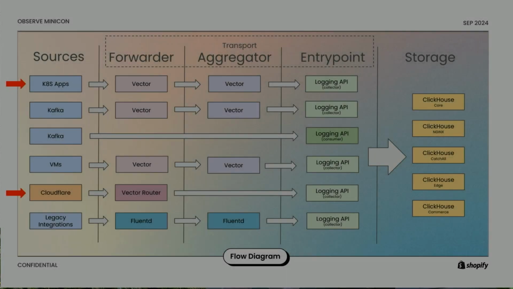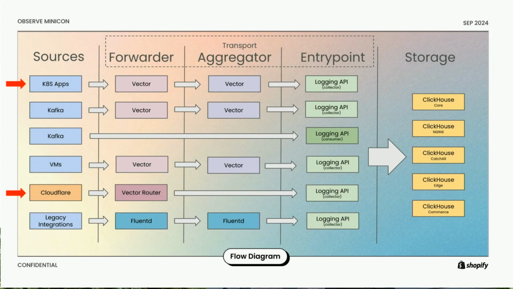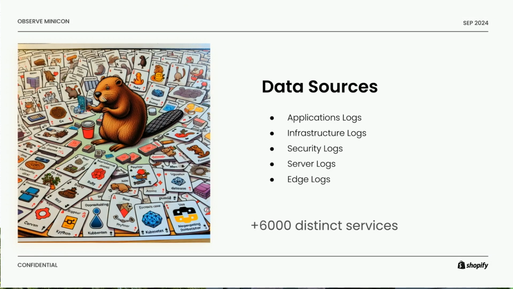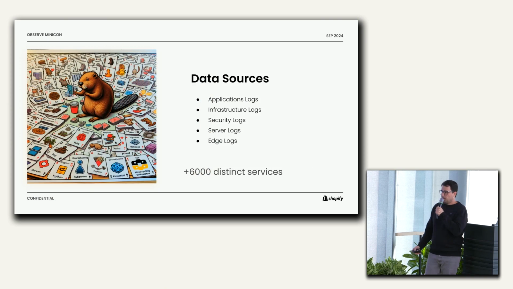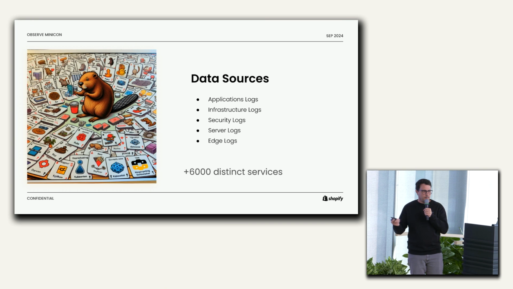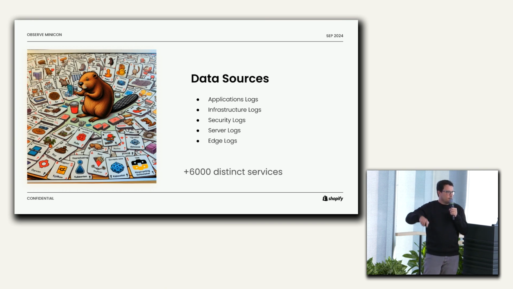So let's look into each of these major components. First of them, data sources. We basically have 5 different data sources. Together, they represent more than 6,000 distinct services across the infrastructure. And you can categorize them as application logs, infrastructure logs, security, server, and edge. Every time I mention edge, that means logs coming from the outside.